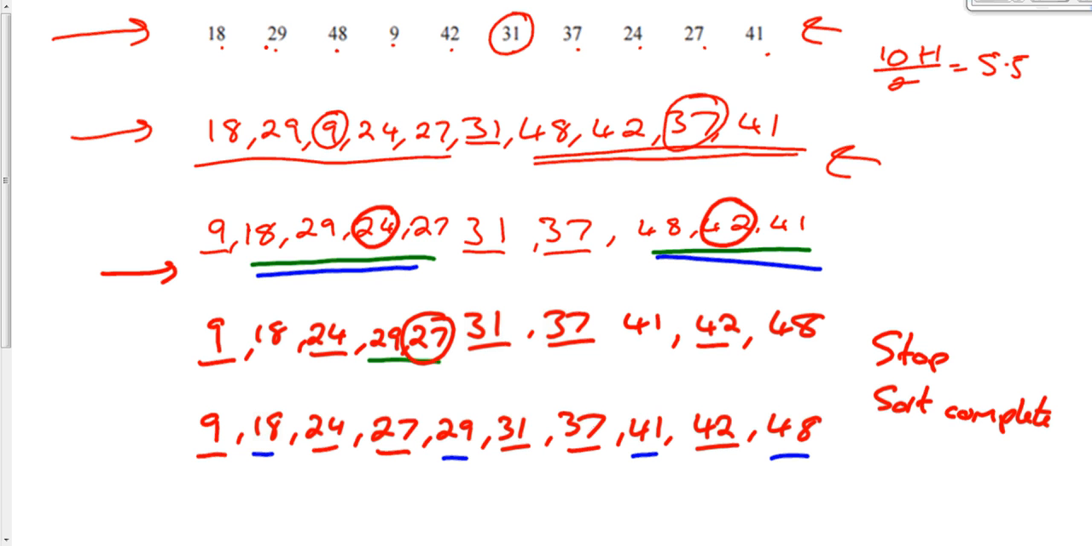So when we had 31 as our first pivot, we start reading 18 and put it either left or right of 31, then 29, then 48, then 9, then 42, then 37, then 24, 27, and 41. And we've got to do it in that order.